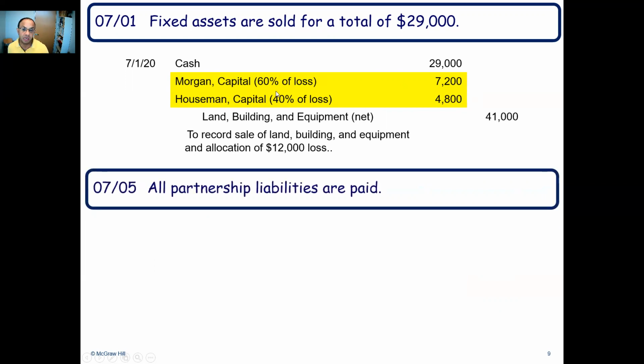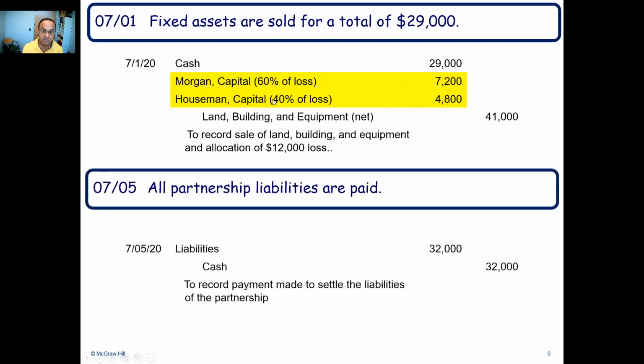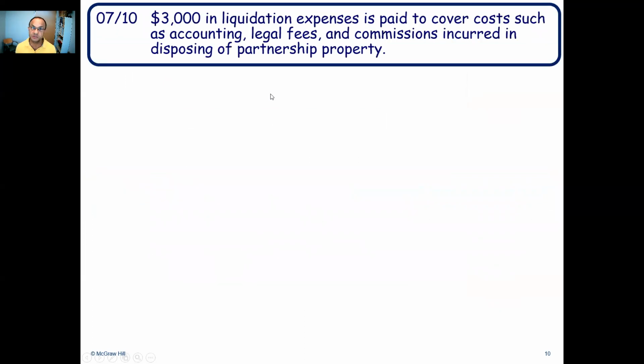And then we paid the liability. So we debit liability, credit cash. And then we incurred expenses. In daily life, if we incur any expense, we debit expense, credit cash.